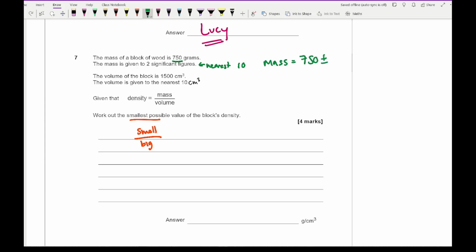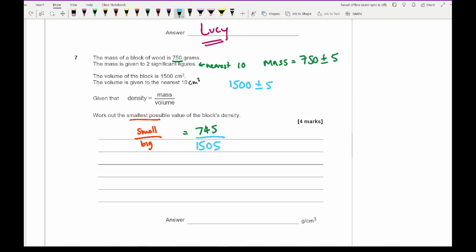750 plus or minus 5. So then it's going to be 755. We want the smallest rather, so I just want 745. Now for the bottom, I want the biggest possible value. So here, again to the nearest 10, I'm going to have 1500 plus or minus 5. So then I want the biggest number at the bottom. So the biggest is going to be 1505.